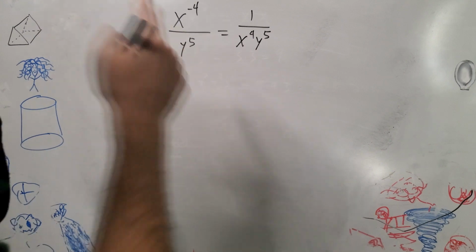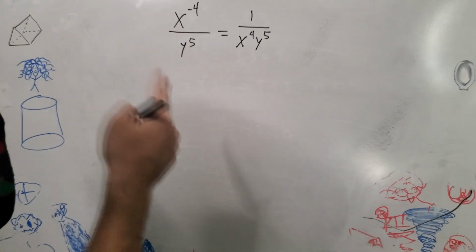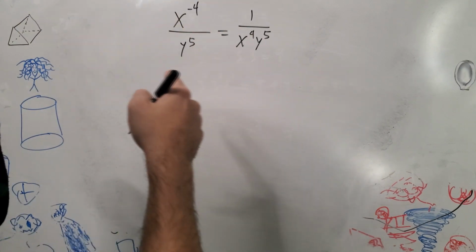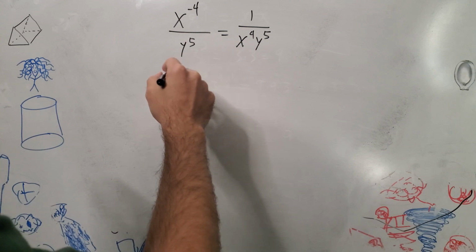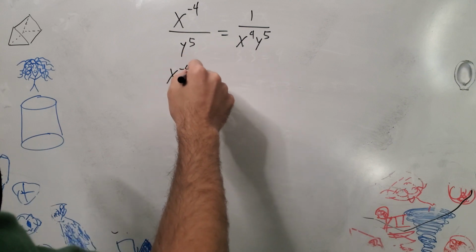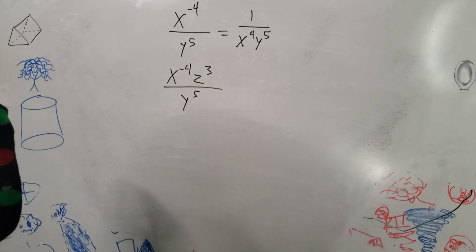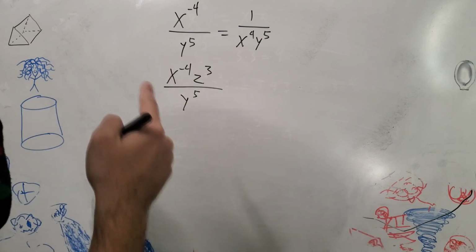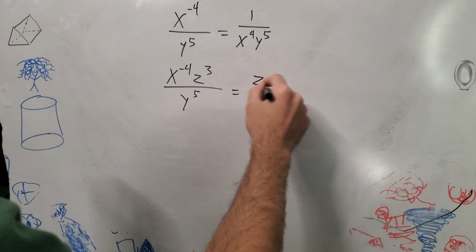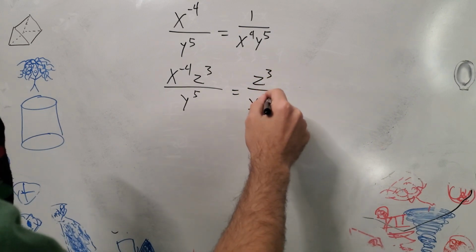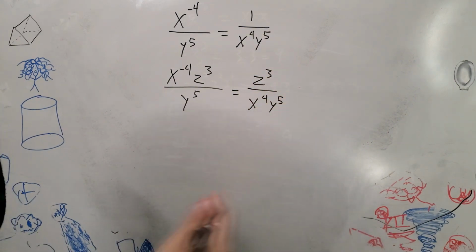Understand that the y to the positive 5th power doesn't move to the top. Another example would be, let's do x to the negative 4th, z to the 3rd, all divided by y to the 5th. Now what happens? Well, the only thing that moves is going to be the x. So we have z to the 3rd staying up top, x to the 4th, y to the 5th. This is what negative exponents do.